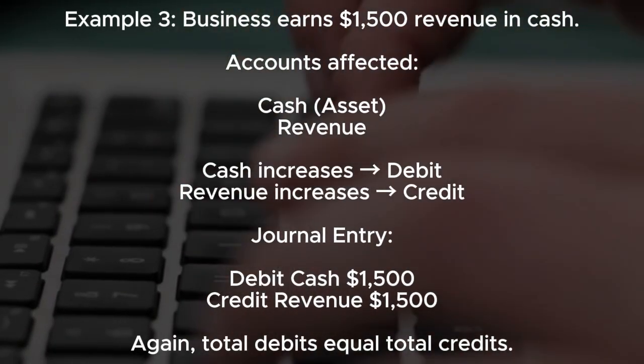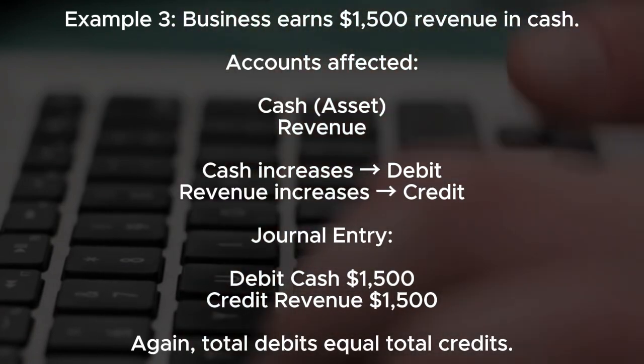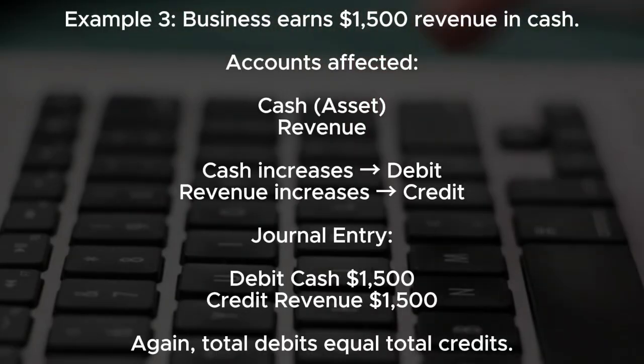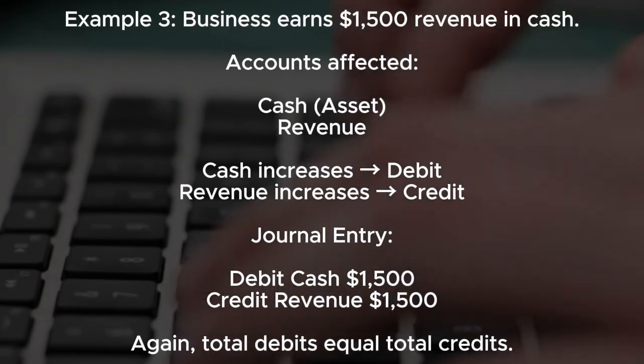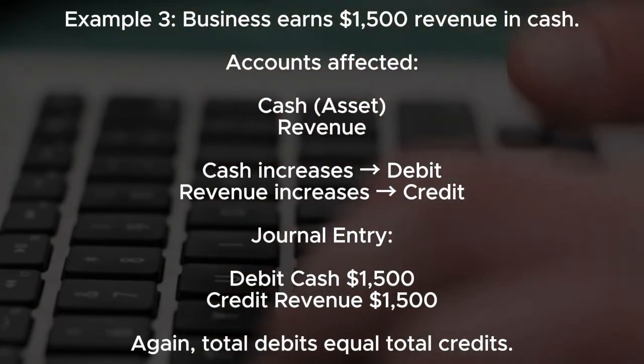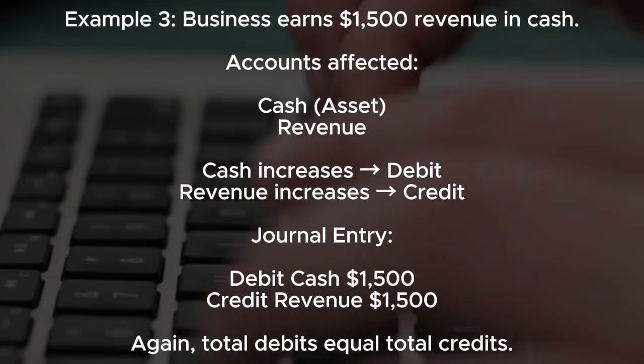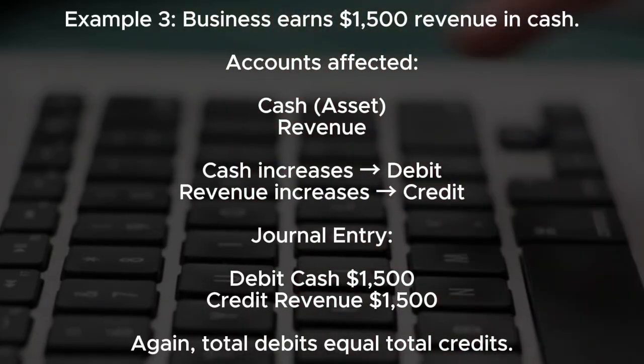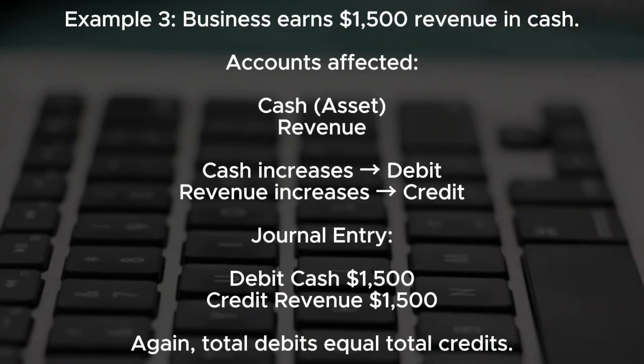Example 3. Business earns $1,500 revenue in cash. Accounts affected: cash, asset, revenue. Cash increases debit. Revenue increases credit. Journal entry: debit cash $1,500. Credit revenue $1,500. Again, total debits equal total credits.